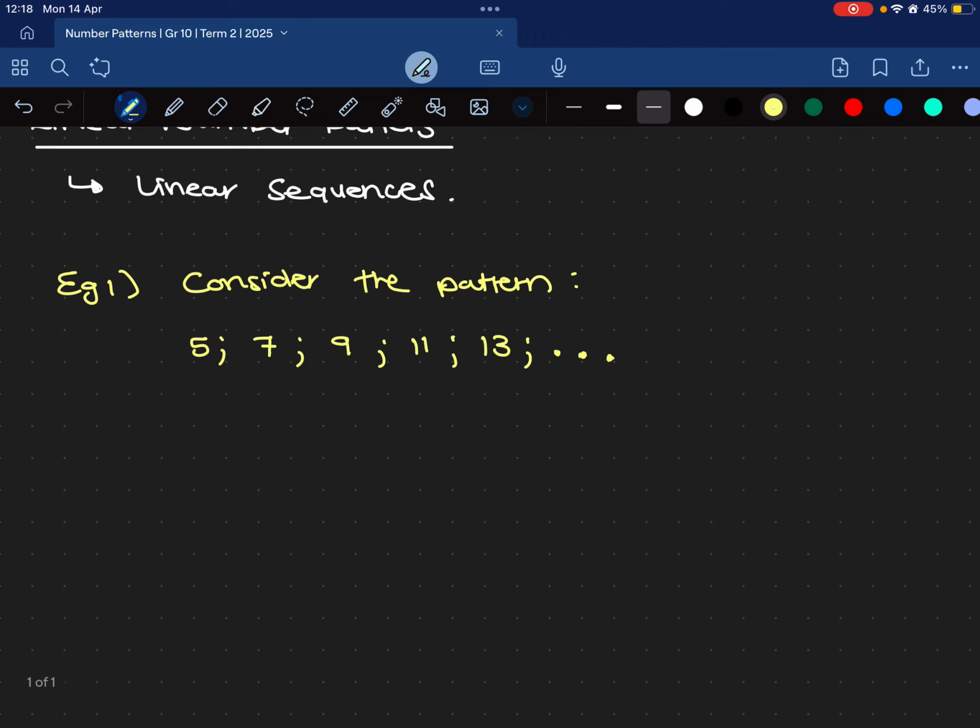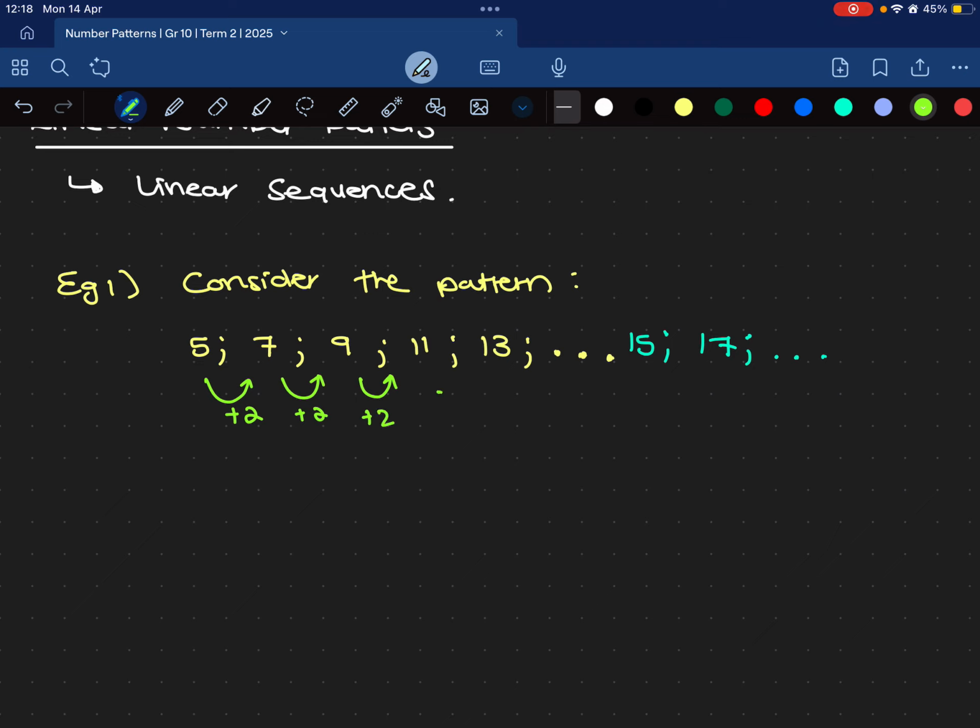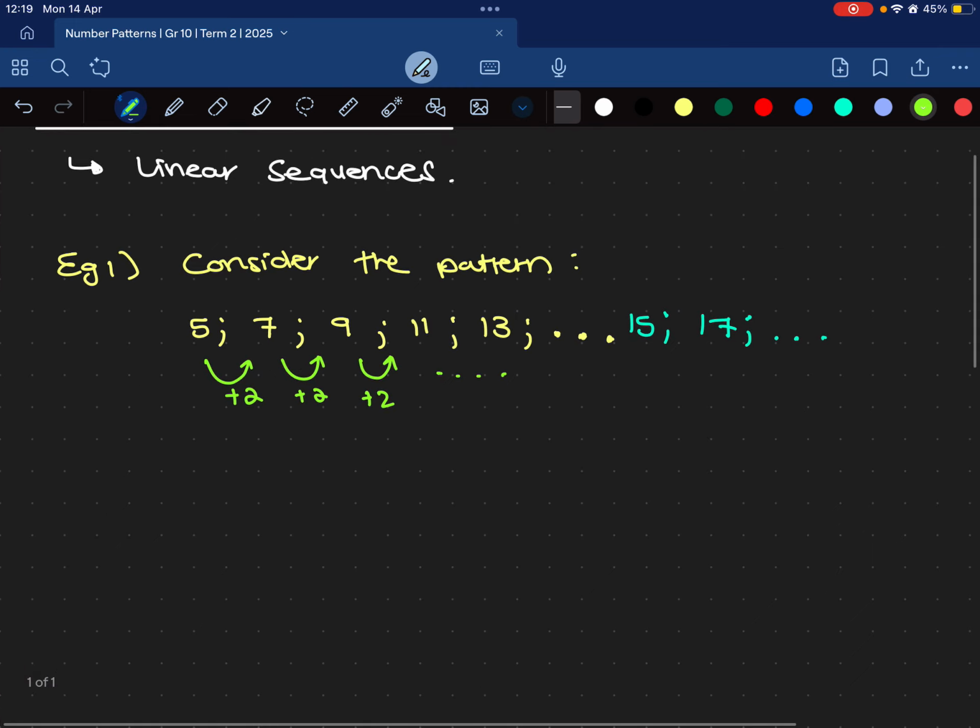Okay, so I'm sure that you would have found that the next terms would have been 15 and 17 and so on. If I ask you how did you determine that, you can almost see that at every single point I'm just adding 2. So that is why it is referred to as a pattern, because we identify that there is this general rule or pattern that occurs as we go from one term to the other.